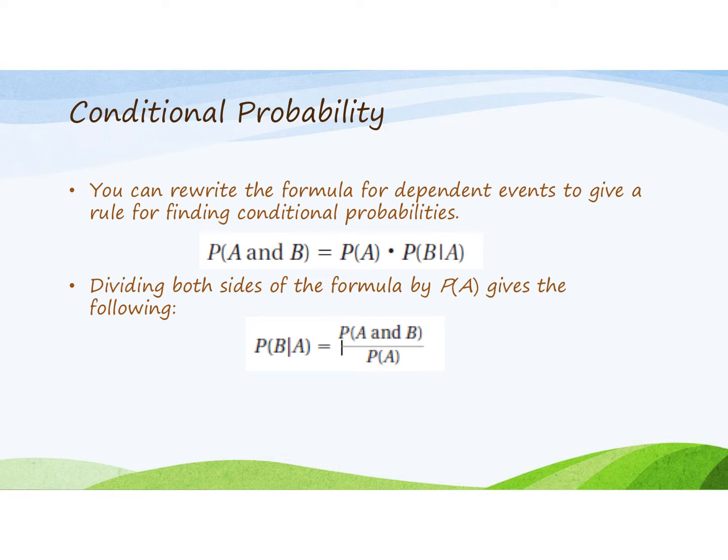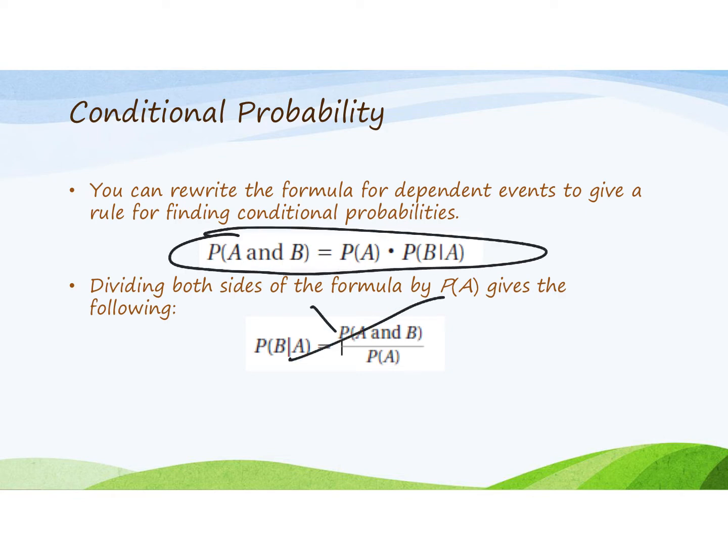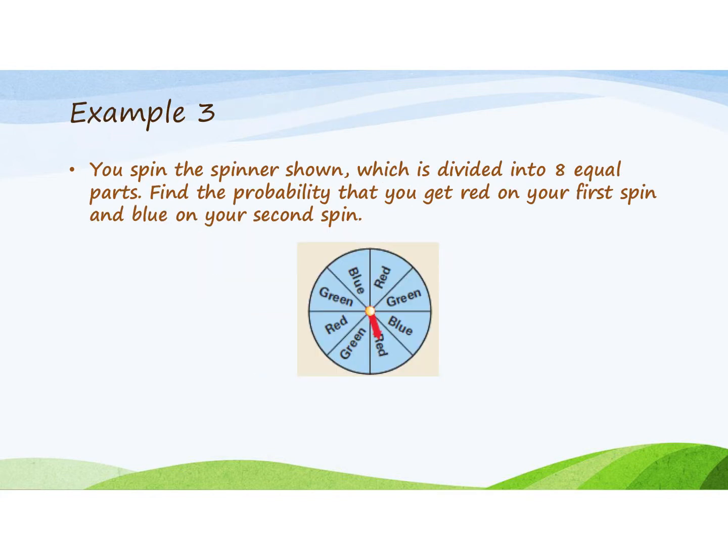But again, what you're going to be using is this one. Don't worry about this. So here, example 3, you spin the spinner shown. It's divided into 8 equal sections, so I don't need to sit there and count each of the sections. It says, find the probability that you get red on your first spin and blue on your second spin.